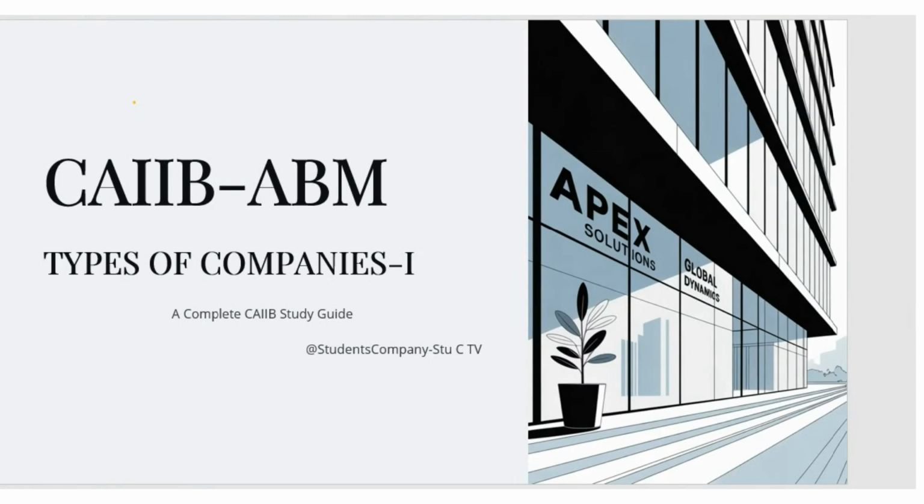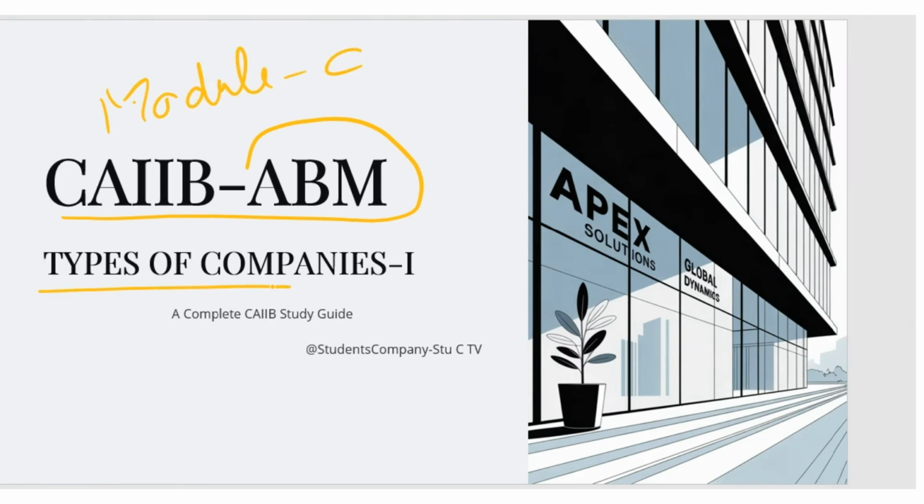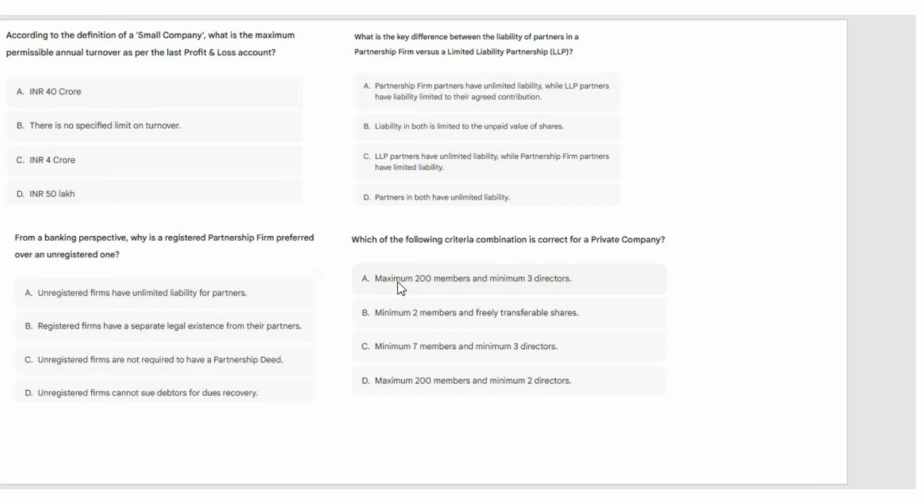Welcome friends. In this session we are going to look at ABM paper 1, and in paper 1 you have module C related to credit management, and under that this topic of companies, types of companies. So we will have a detailed look on this topic.